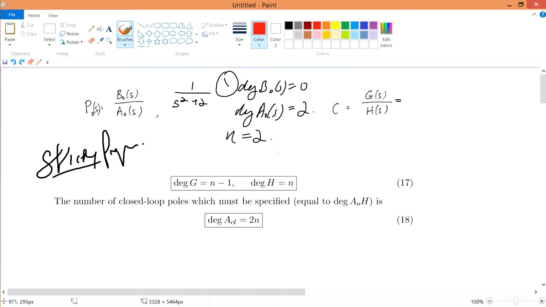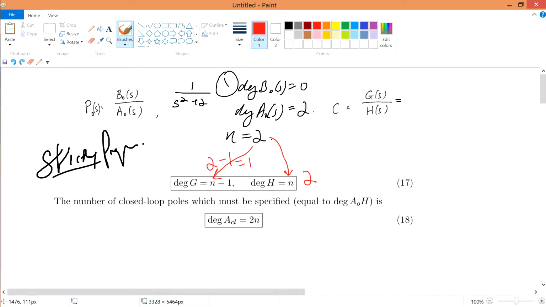This is different from proper already, because strictly proper means that you're more strict, so you want things to be more stable. So your degree of H is 2, while your degree of G is 2 minus 1, which is equal to 1. Therefore for your H over here, which is the denominator one, you must say that this is a monic system.